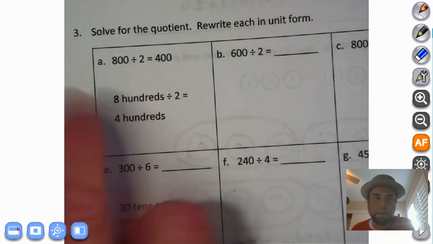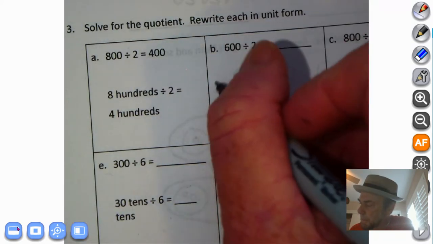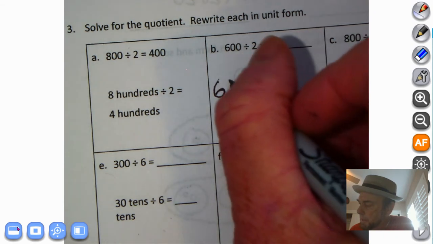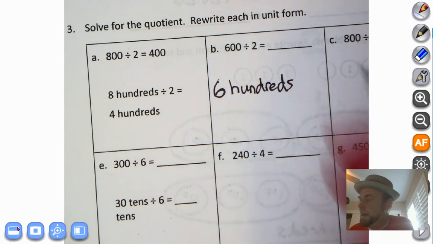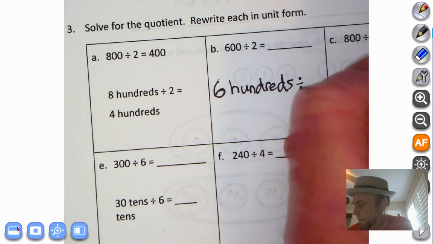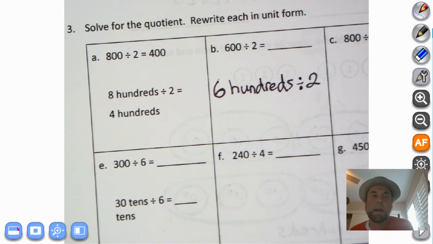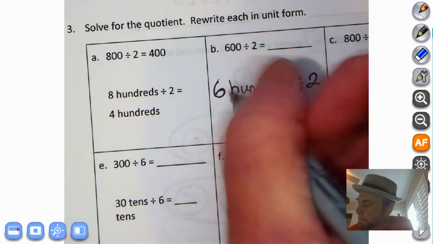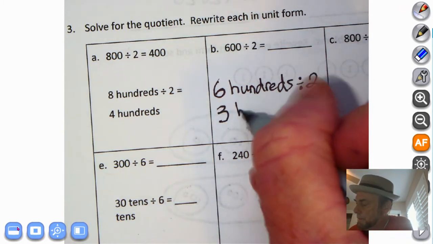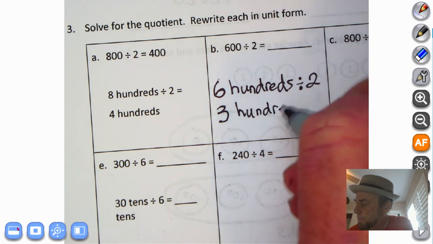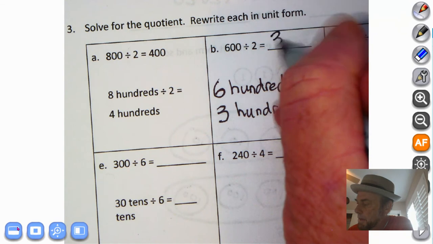600 divided by 2. Notice our example here. So we're going to write 6 hundredths divided by 2. All right, now what I want you to think about is just what is 6 divided by 2? 2 times what is 6? It's 3, right? So our answer is 3, but because this is hundredths we're dealing with, it's 3 hundredths. You can make it kind of simple on yourself if you think about it like that.